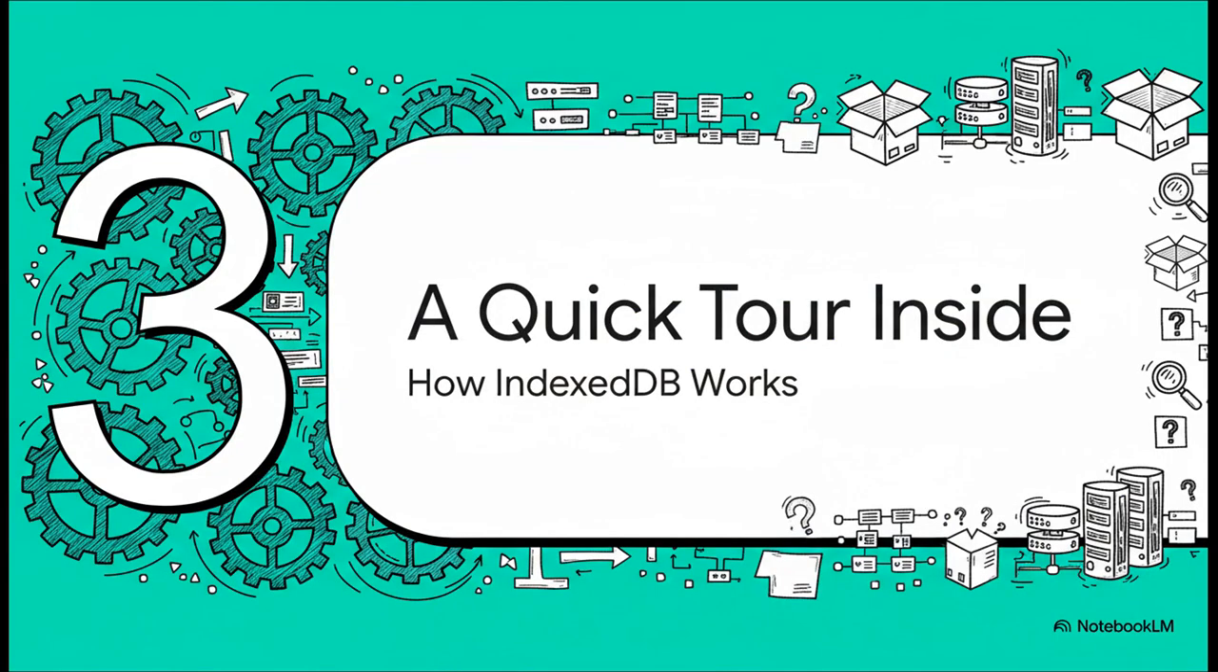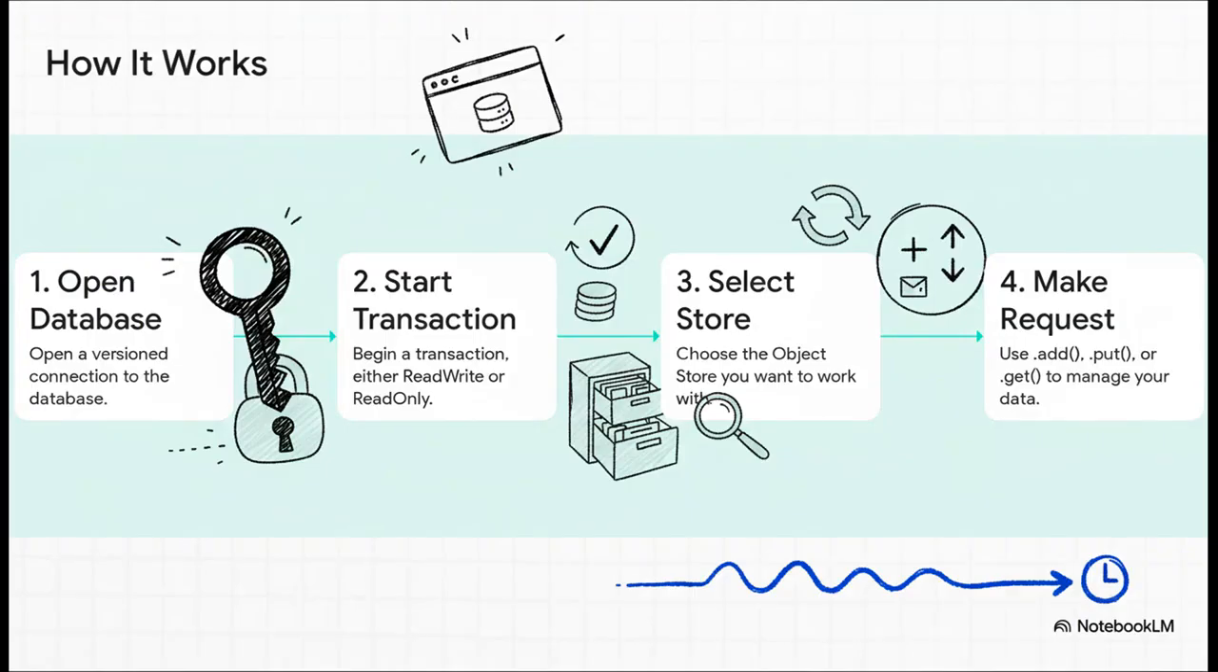Okay, so how does this giant warehouse actually work? Let's take a quick peek under the hood. Now, I know it might sound a little intimidating, but the basic flow is actually really logical. Pretty much anything you do follows 4 basic steps. 1, you open a connection to your database. 2, you start what's called a transaction. That's just to make sure your data stays safe and consistent. 3, you pick an object store, which is kind of like a folder where you keep similar items. And finally, 4, you make your request. Add something, update it, or go get it.